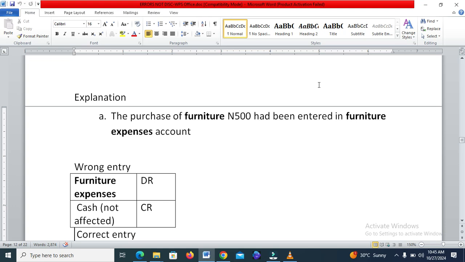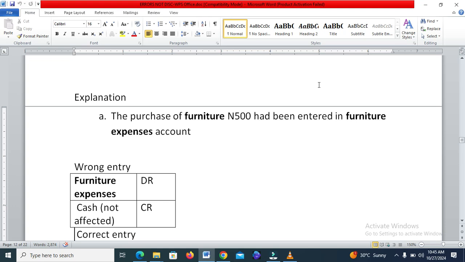What kind of error is this? You and I should know that this is an error of principle, because furniture account is an asset, furniture expenses account is an expense account, and both asset account and expenses account have the same nature. They are debited in the trial balance. So that's why it will not affect the agreement of the trial balance, but it has affected the furniture account and it has also affected the furniture expenses account.